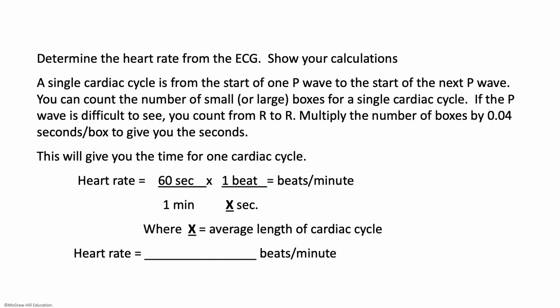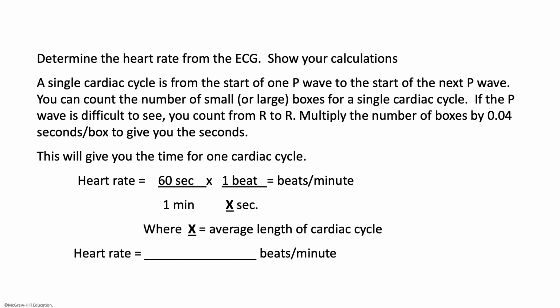You will also be asked to determine the heart rate from the ECG example that you're given, and you should show the calculations. The directions to do this are included in your worksheet, but I just wanted to talk through them. A single cardiac cycle is from the start of one P wave to the start of the next P wave. So you can count the number of small boxes for a single cardiac cycle from the start of one P wave to the next.